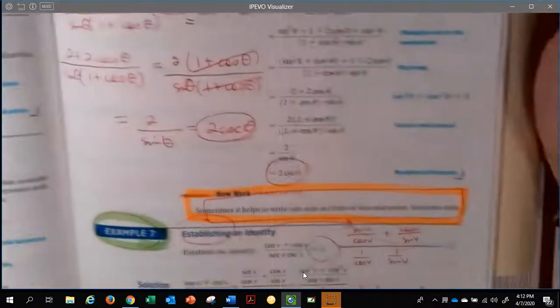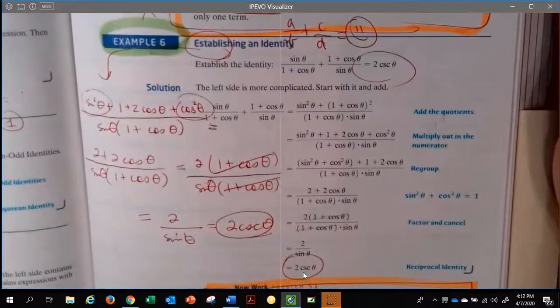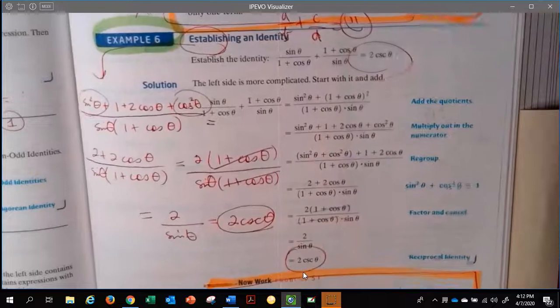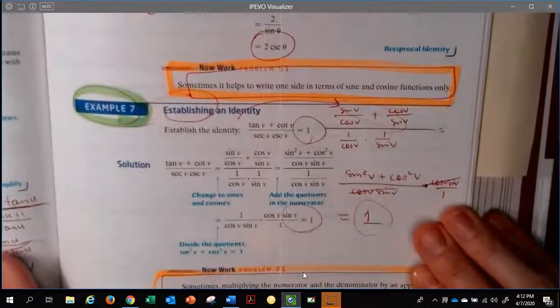At the top of 483, you need to know how to do example 6. Make sure you put a smiley face on there. And you need to do example 7.